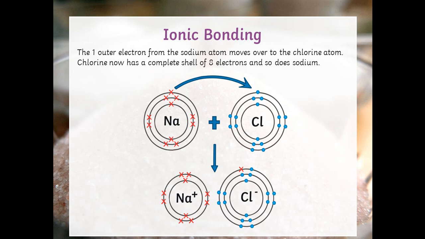The one outer electron from the sodium atom moves over to the chlorine atom. Chlorine now has a complete shell of 8 electrons, and so does sodium.